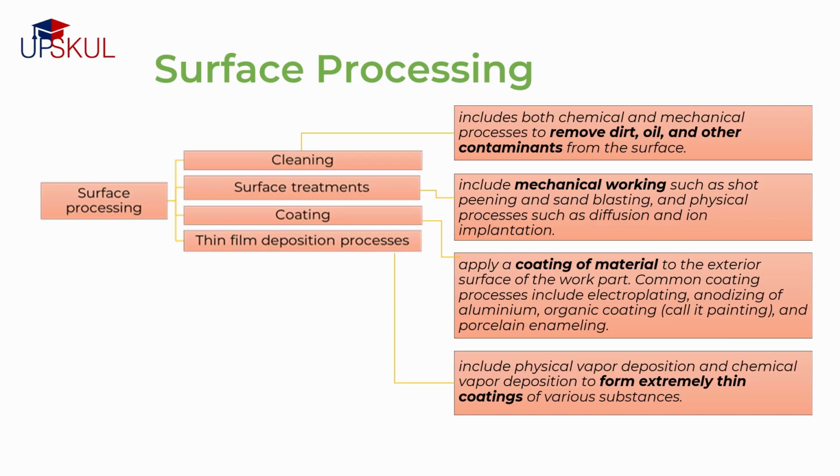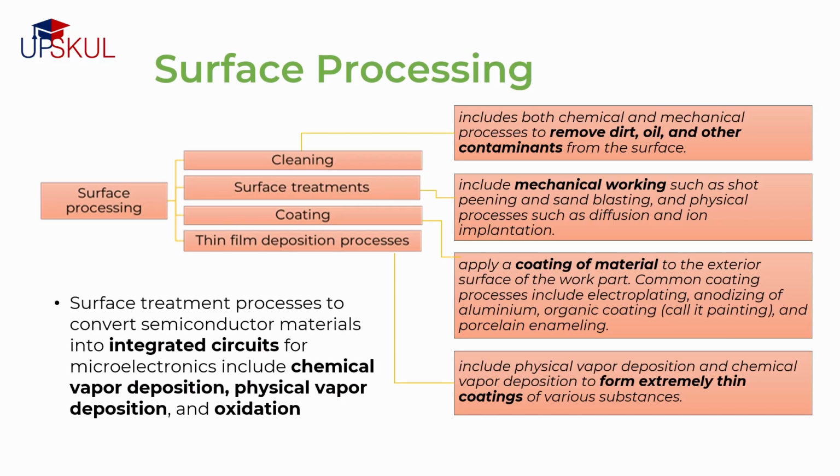Several surface processing operations have been adapted to fabricate semiconductor materials into integrated circuits for microelectronics. These processes include chemical vapor deposition, physical vapor deposition, and oxidation. They are applied to very localized areas on the surface of a thin wafer of silicon to create the microscopic circuit.